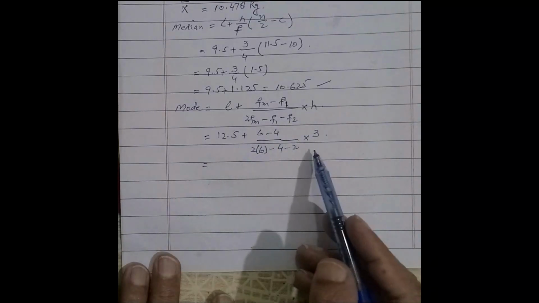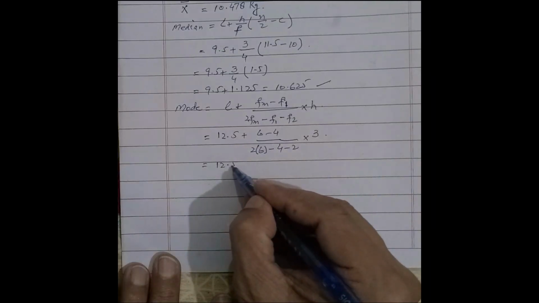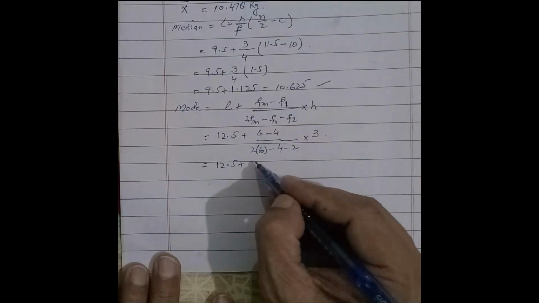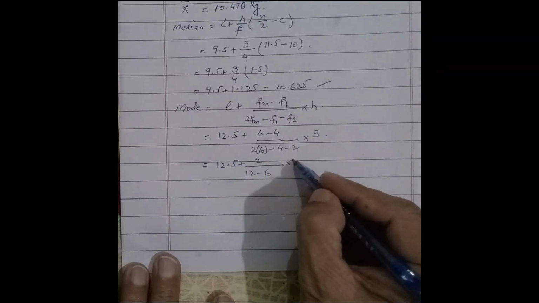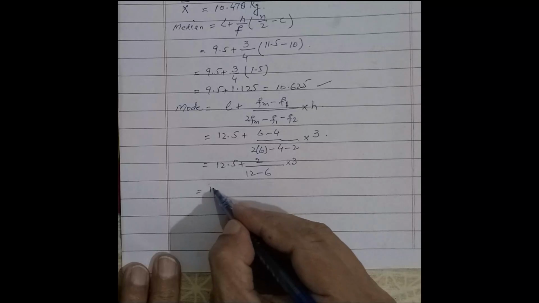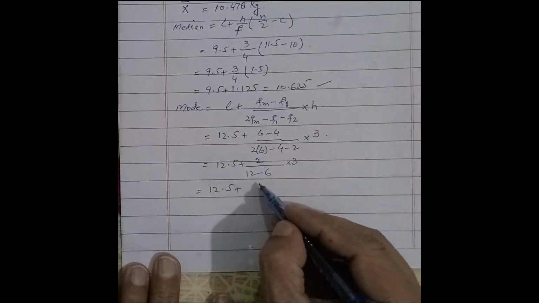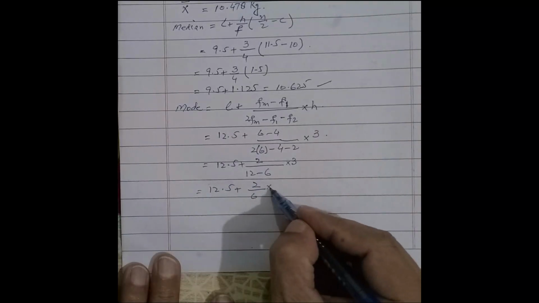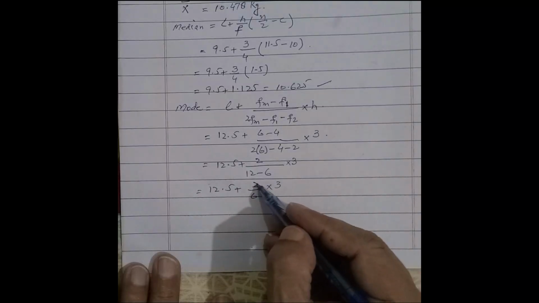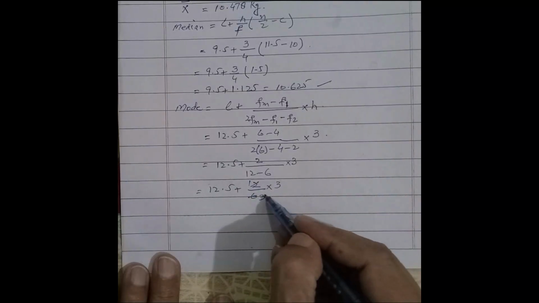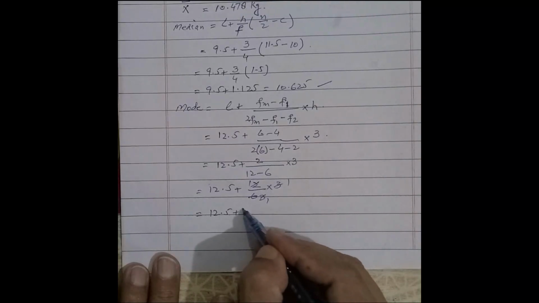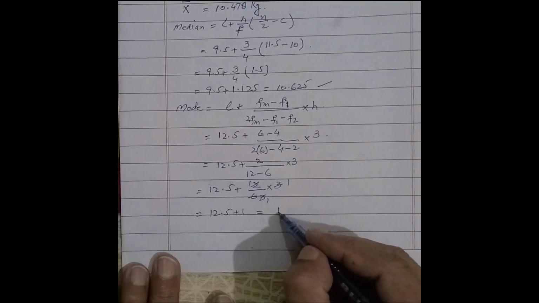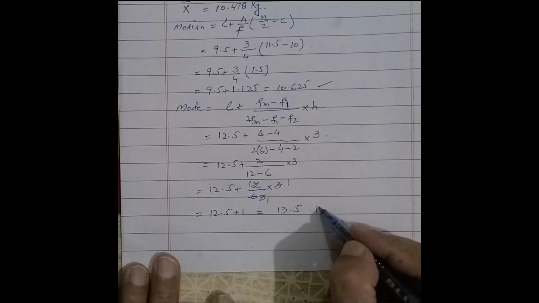And then we simplify these values. We get 12.5 plus 6 minus 4 is 2, over 2 sixes are 12 minus 6, multiplied by 3. Further simplified, 12.5 plus 2 over 6 multiplied by 3. 2 ones are 2, 2 threes are 6, 3 ones are 3. So 12.5 plus 1, which is equal to 13.5.